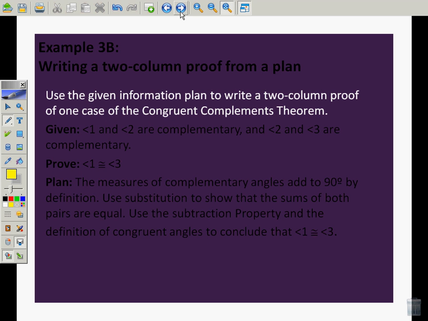Okay, here's the second one. Angle 1 and angle 2 are complementary. Angle 2 and angle 3 are complementary. So we're going to prove that angle 1 is congruent to angle 3. Okay, our plan is the measures of complementary angles add up to 90 by definition. Use substitution to show that the sums of both pairs are equal. Use the subtraction property and the definition of congruent angles to conclude that 1 is congruent to 3.